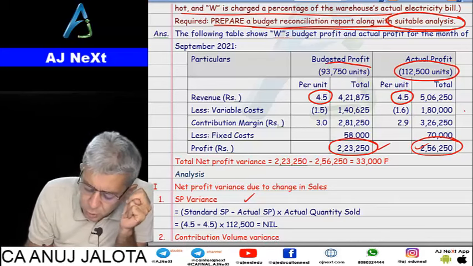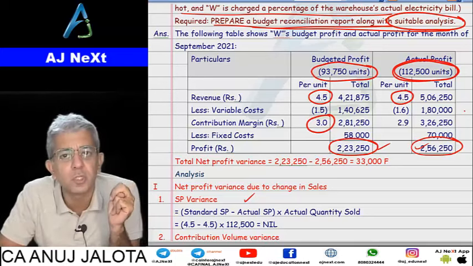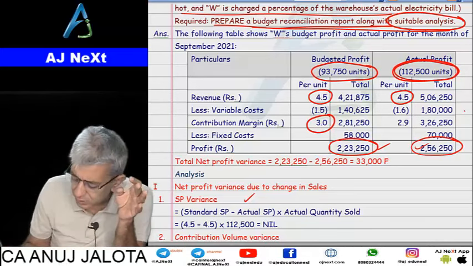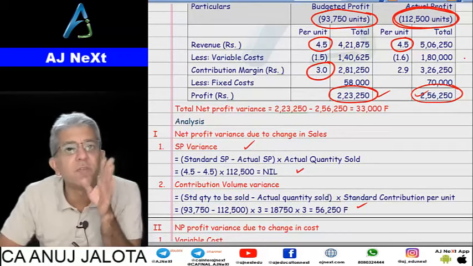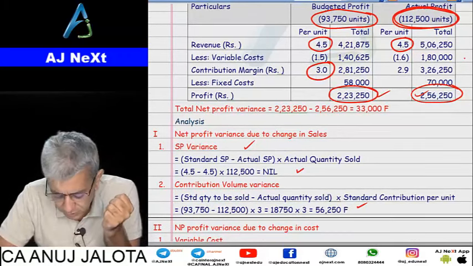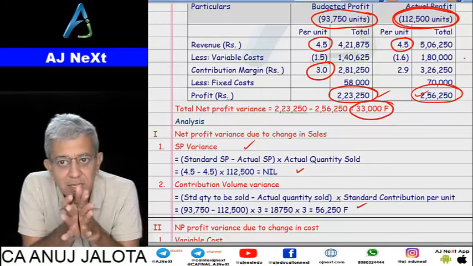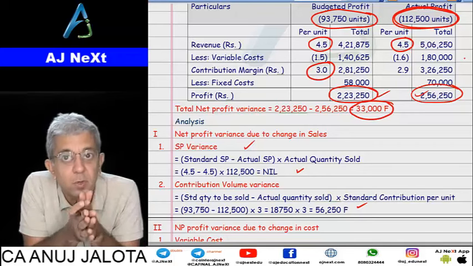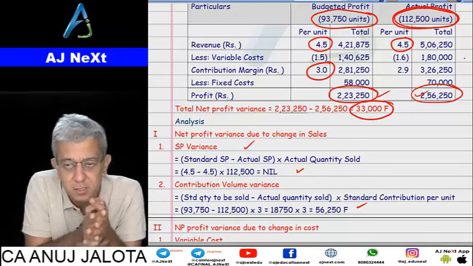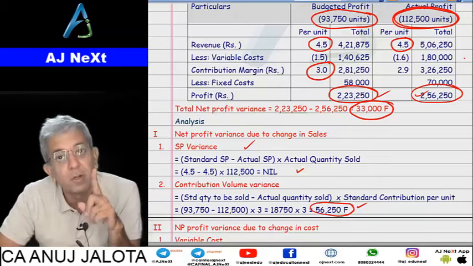Second, contribution volume variance. How many units you should have sold minus how many units you have sold, into contribution per unit over here. So that is whatever I have done. So this variance is nil, this variance is favorable because we have sold more number of units. So overall 33,000 was favorable. I think in terms of sales we have done a good job because we have packed more number of packets, and due to that we got this much amount of extra contribution.